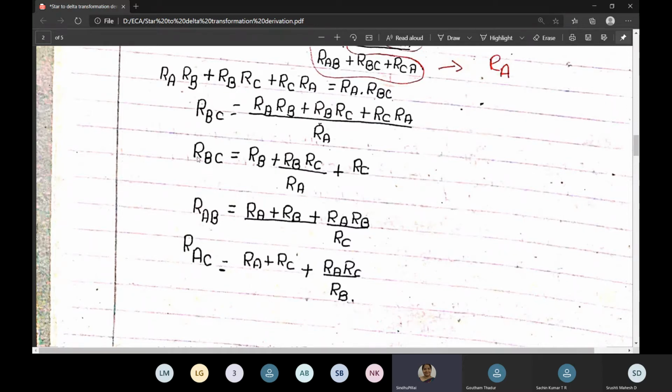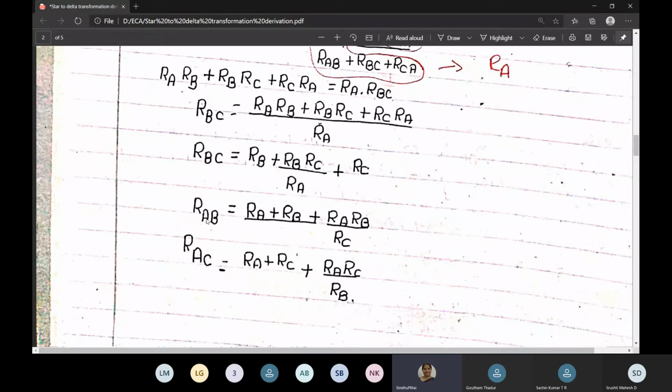If you want RBC, you have to split and write. It is nothing but RB plus RC plus RB into RC divided by the term which we don't have here. BC is there, A is not there, so you have to divide it by RA. Once again I will tell, RBC means RB plus RC plus RB into RC divided by RA. So that is the delta branch when the star branch is given. So we got the equation for BC.